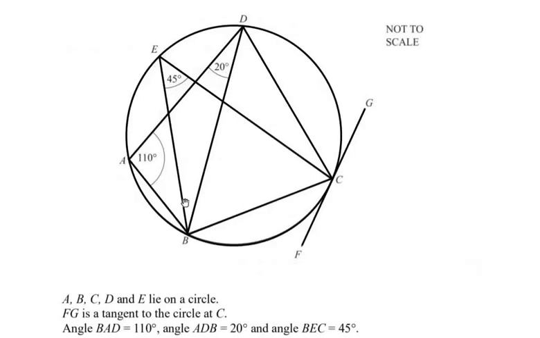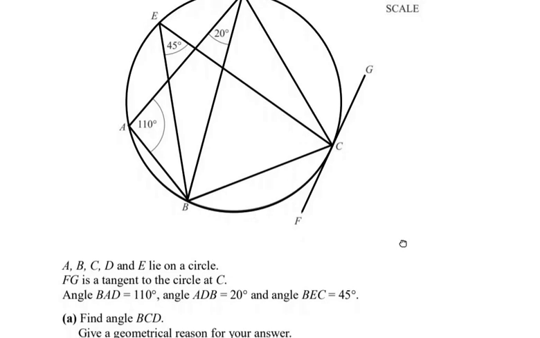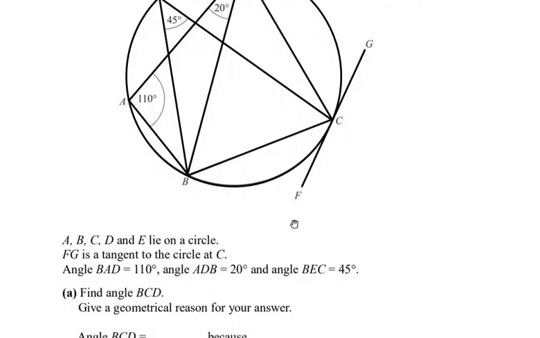The points A, B, C, D and E lie on a circle. FG is a tangent to the circle at point C. Angle BAD is equal to 110 degrees. Angle ADB is equal to 20 degrees. And angle BEC is equal to 45 degrees. So the first sub question is find angle BCD.